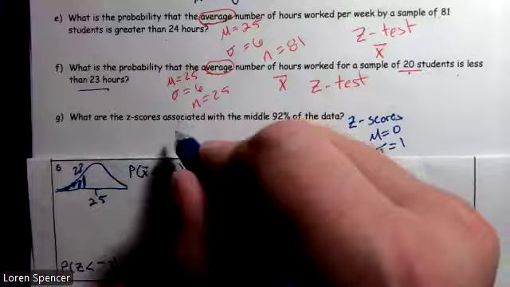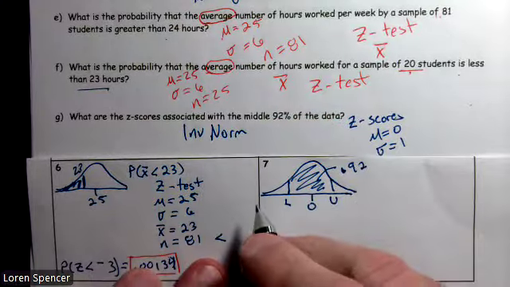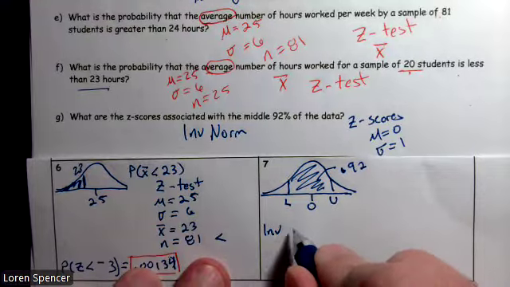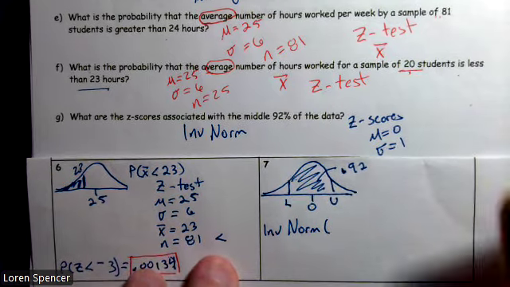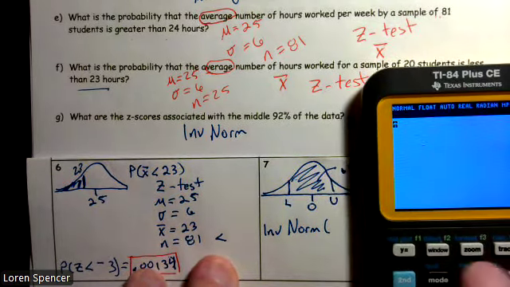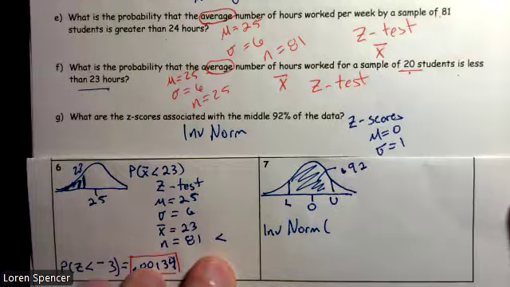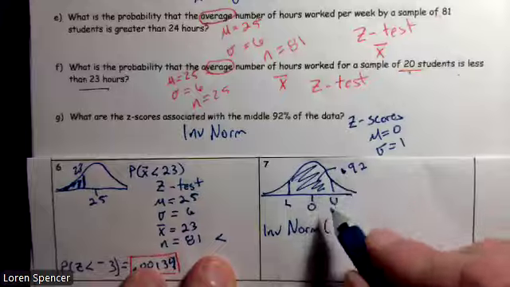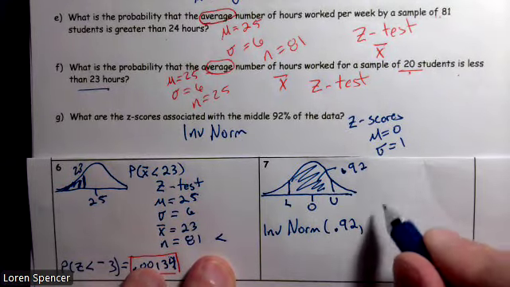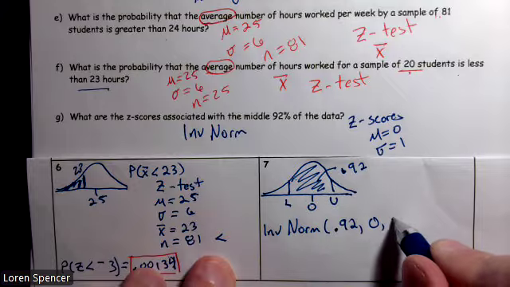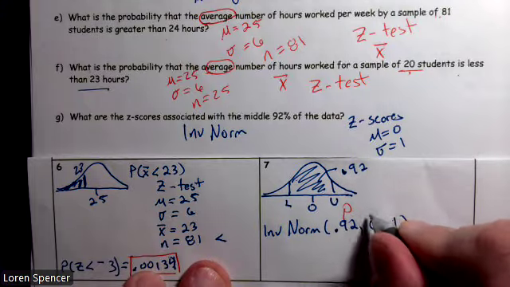Well, anytime they give you a percent, that also tells me I'm going to an inverse norm. So I'm going to go inverse norm and remind myself, second vars, inverse norm, and it's going to be my PMS. Oh, it asks for my area, my mean, and my standard deviation. My area or probability is 0.92. My mean for all z-scores is 0. My standard deviation is 1. And remember, this is PMS.